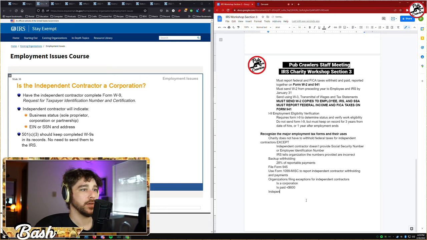W-9s is not I-9s, correct? No. Okay. So it's the same type of idea. It needs to be recorded, but not required to be filed. You have to keep it within a certain amount of years, too. The W-9 indicates who they are to us, so that when we file our taxes, we use that form to determine how we file, based on how we interacted with them.